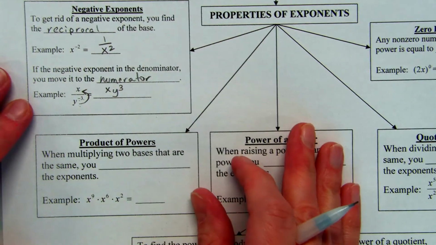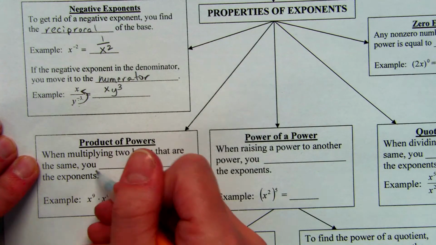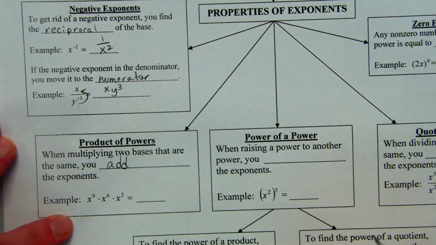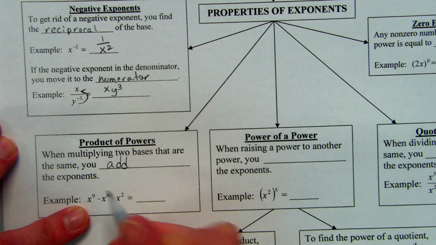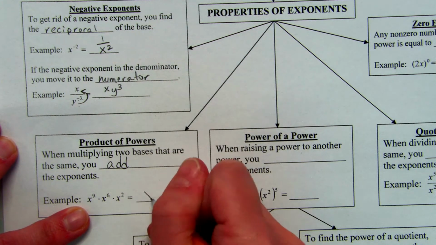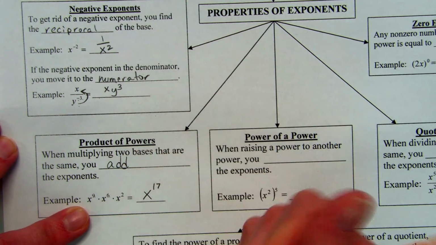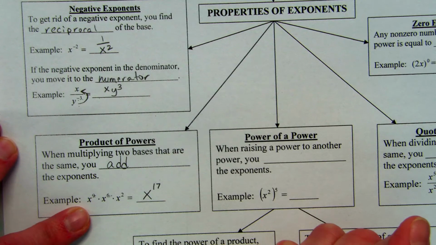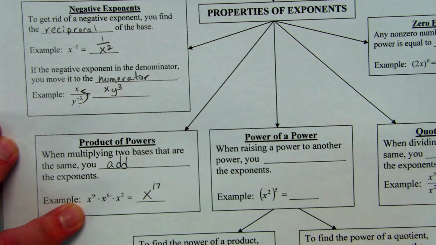All right, product of powers. When multiplying two bases that are the same, you add the exponents. So for example, if I have x to the 9th, x to the 6th, x to the 2nd, you're going to add 9 and 6, which is 15, plus 2 is 17, x to the 17th power. And this works with negative exponents and 0. Also, you just add them across. But they have to have the same base, so these would all have to be x in order to put them together.